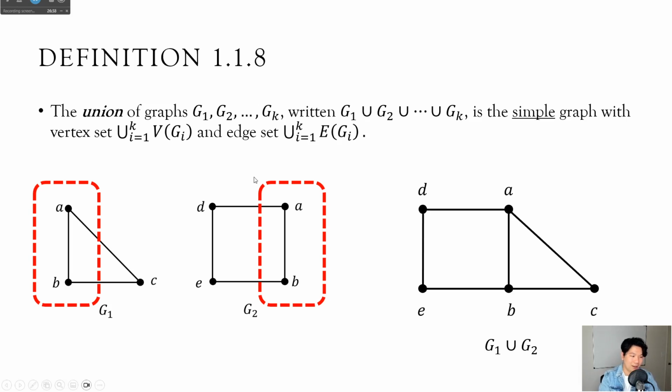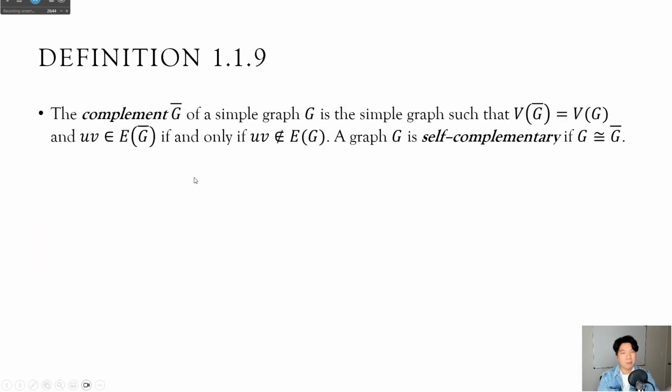Now, going ahead, the next thing I'm going to introduce is a complement graph. Here I'm using the notation G bar. If I take the complement of a simple graph, this means that the complement has the same vertices, but it has, I'm going to use the word, the opposite edges. And a graph is self-complementary if the complement and itself are the same.